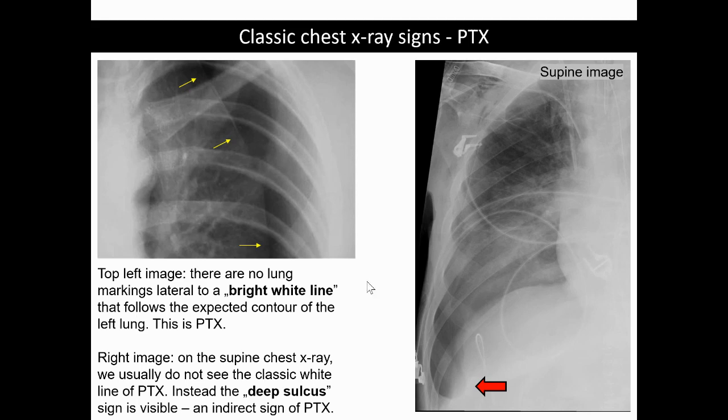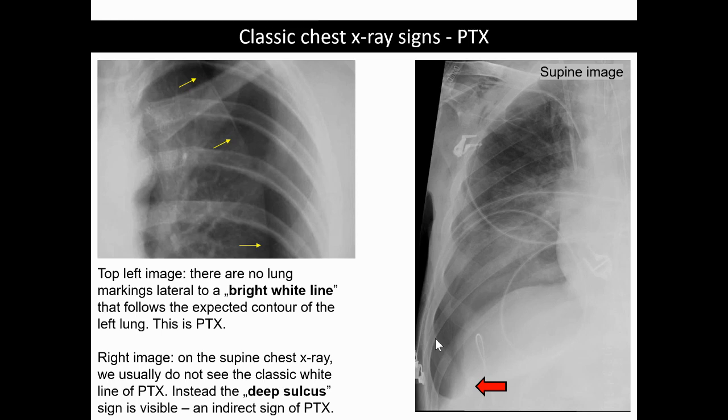Now, here are some classic chest x-ray signs which I think every medical doctor should be familiar with. First of all, the bright white line of a pneumothorax, which you can see here, highlighted by these yellow arrows as well. So if you see a bright white line beyond which there are no lung markings, and you can see that between these ribs all you can see is just black and no lung markings, then this is a pneumothorax.